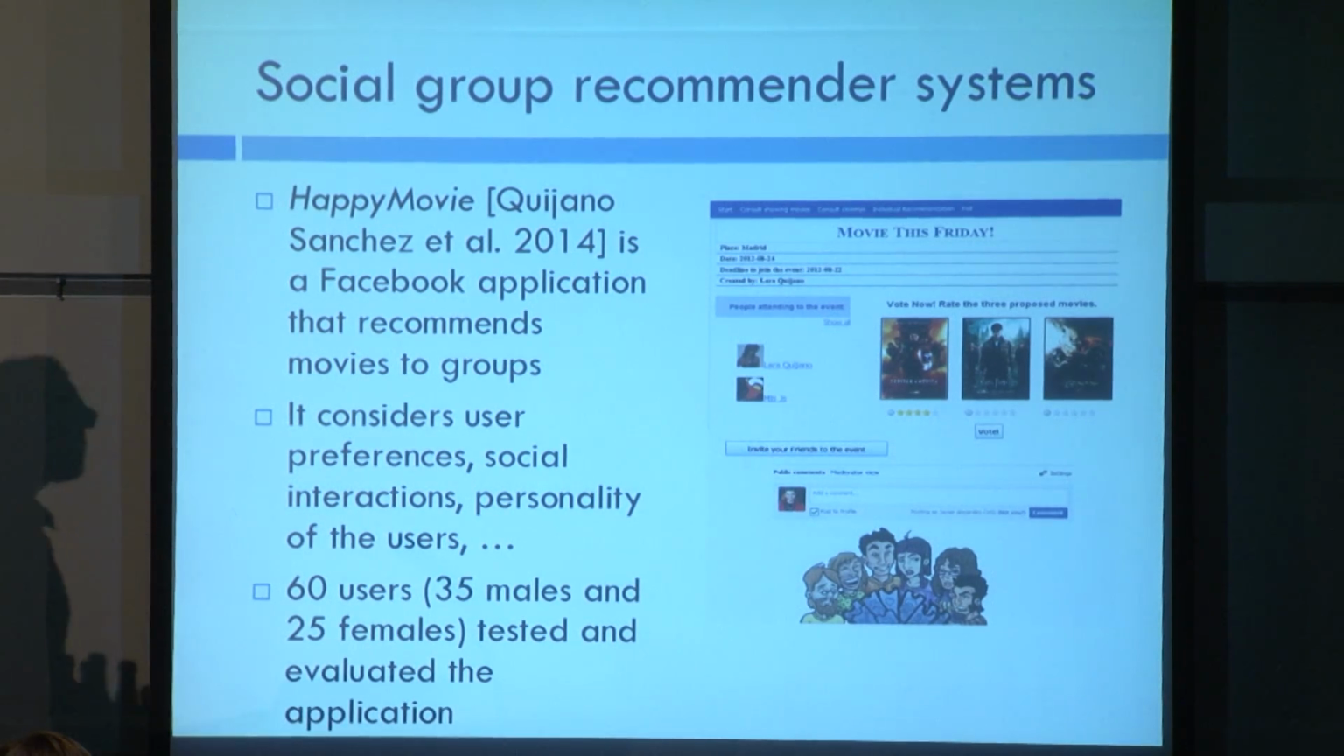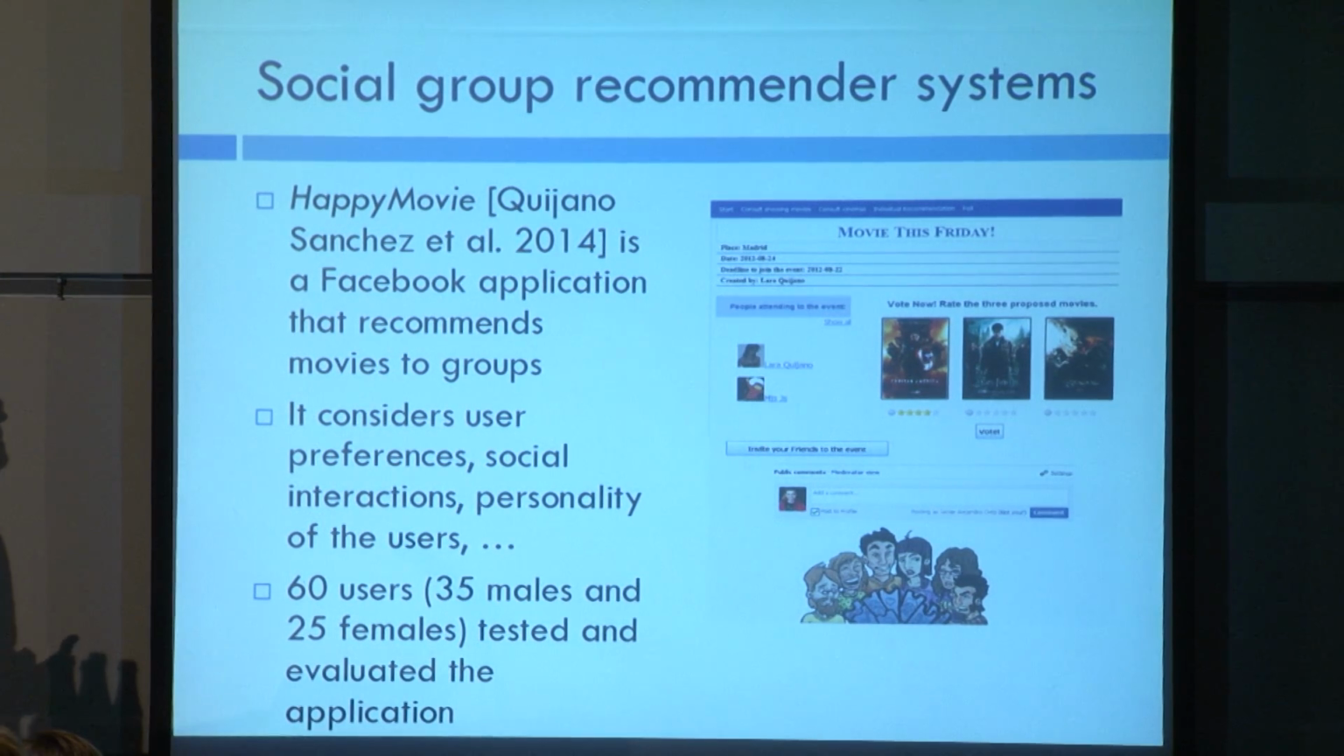Considering social recommender systems, among the papers that have been presented over the last years, I decided to focus on a real-world Facebook application, which is called Happy Movie, which recommends movies to the group. What the system does is basically to consider user preferences as a classic recommender system would do, but it also considers the social interactions among the users and the personality that they have. So as you can see here, you have a real-world application in which you have 2 members, and the approach was evaluated by 60 users to evaluate the quality of the recommendations.